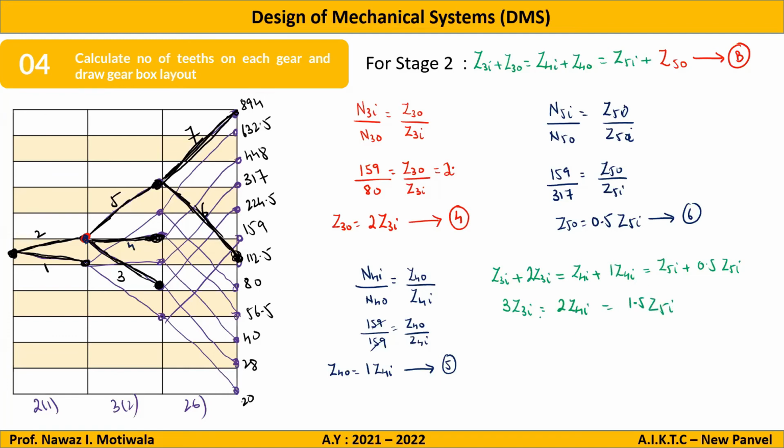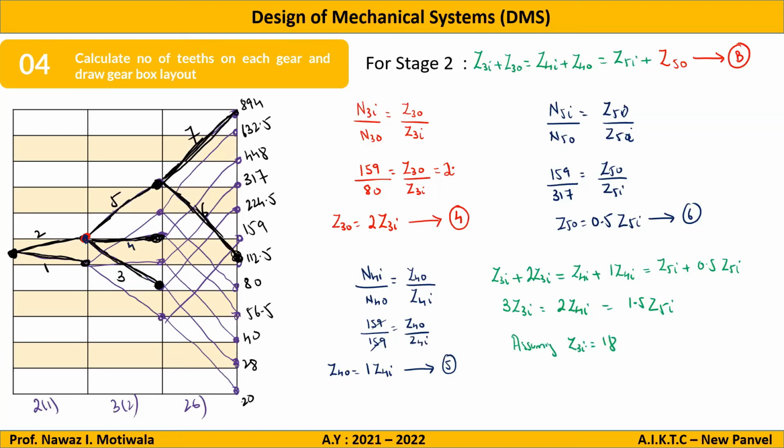So from this, again, we will go for the minimum number of teeth as an assumption. And the minimum number of teeth should be 18. And where should it be assumed? Where the coefficient is maximum, so Z3I. So I will write, assuming Z3I is equal to 18.